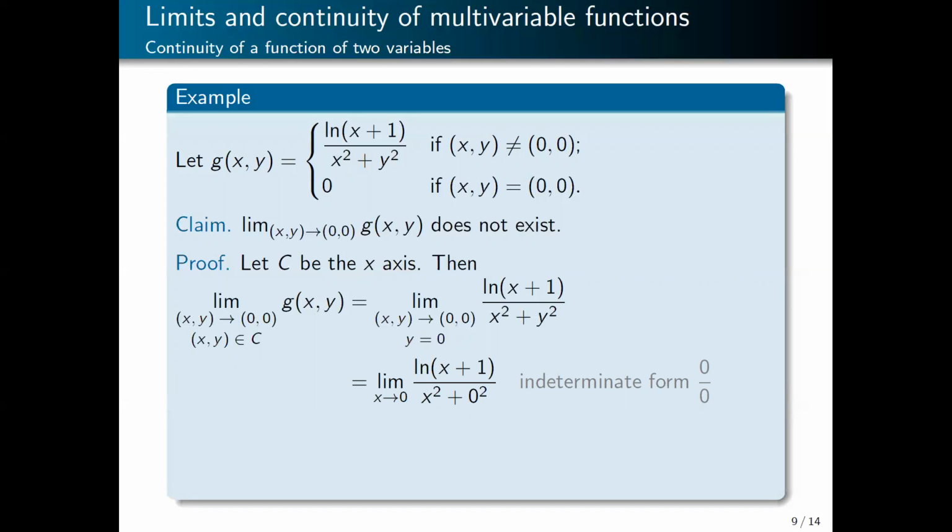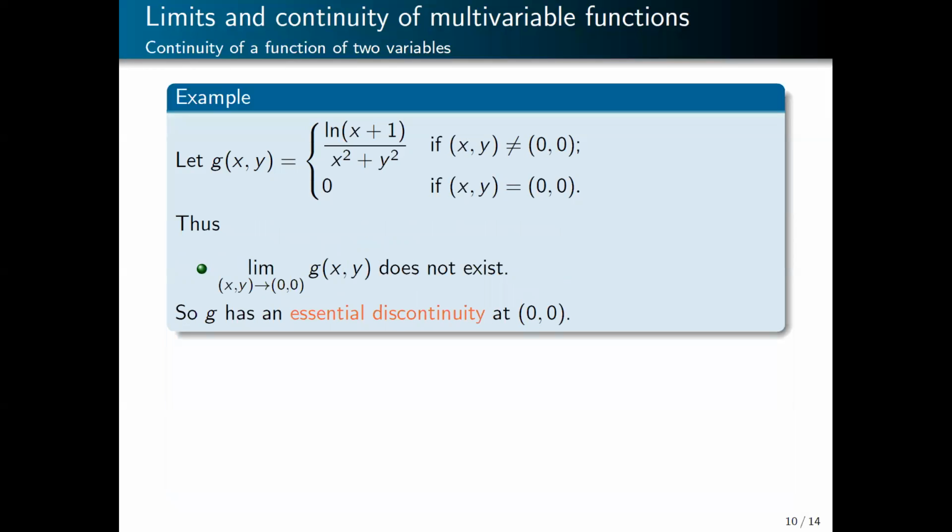Note that this is a single variable limit of indeterminate form 0 over 0. So we can apply L'Hopital's rule, which you learned in Math 21. This gives us the limit of (1 over (x+1)) all over 2x as x approaches 0, which is infinity. Hence, the limit of g as (x,y) approaches (0,0) along the path C does not exist. Therefore, the limit of g as (x,y) approaches (0,0) does not exist as claimed. Hence, g has an essential discontinuity at the origin.